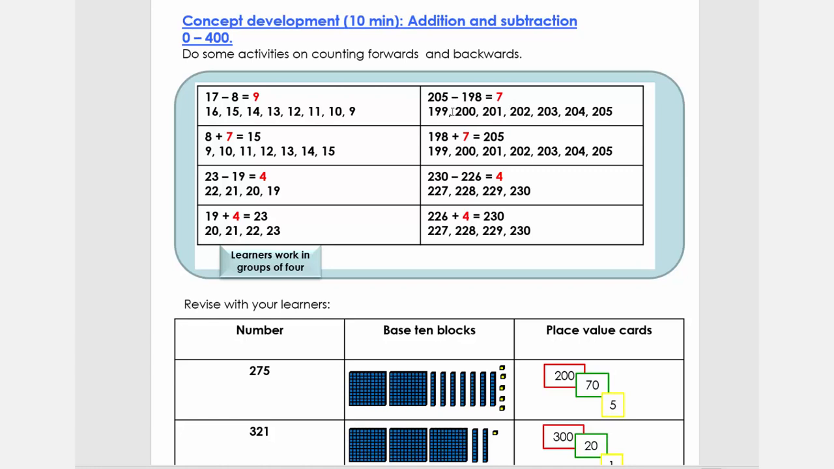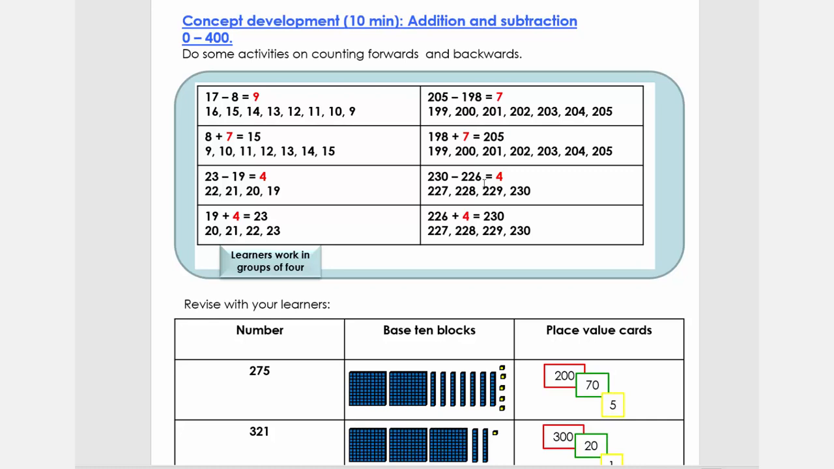Ask them, I showed you an example where you go from 198 and count forwards. Ask the learners or the child to show you an example where they will count backwards and still get to the same number. Here we're counting forwards. Here again, we start from this number and then count forwards to get 230.